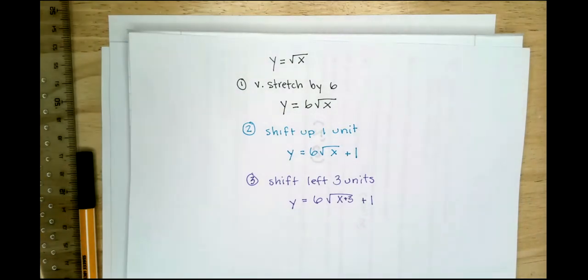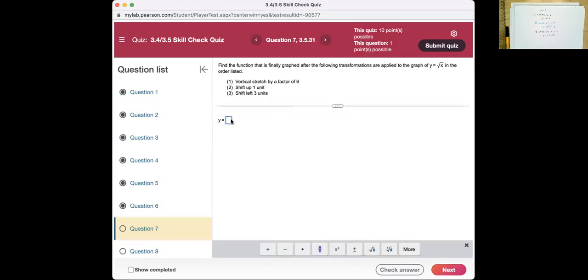So I'm going to say my final answer is f of x or y equals 6 square root x plus 3 plus 1. I'll go ahead and put that in. Y equals 6 square root x plus 3. Just hit the right arrow to get out of the radical, plus 1.